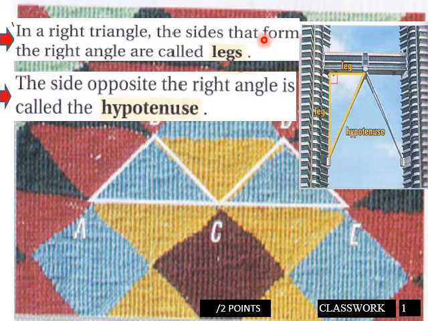Okay, in a right triangle, the sides that form the right angle are called legs. So in this situation here, we have a leg here and a leg here. The side opposite the right angle is a hypotenuse. Here's your right angle. Here is your hypotenuse here.